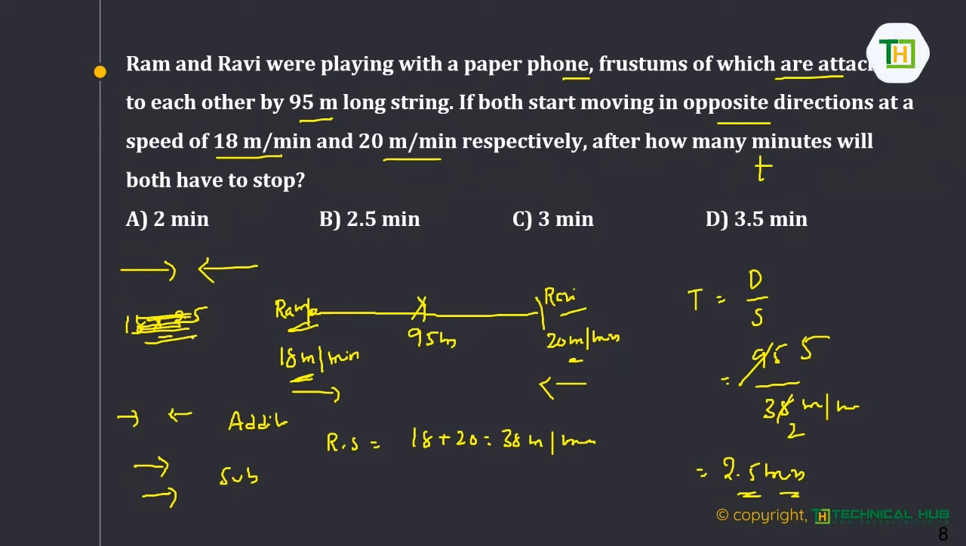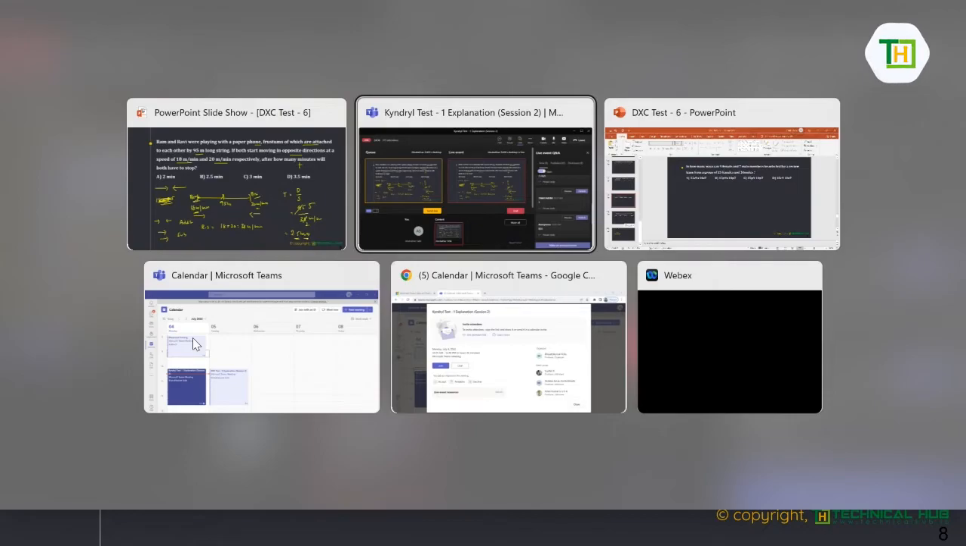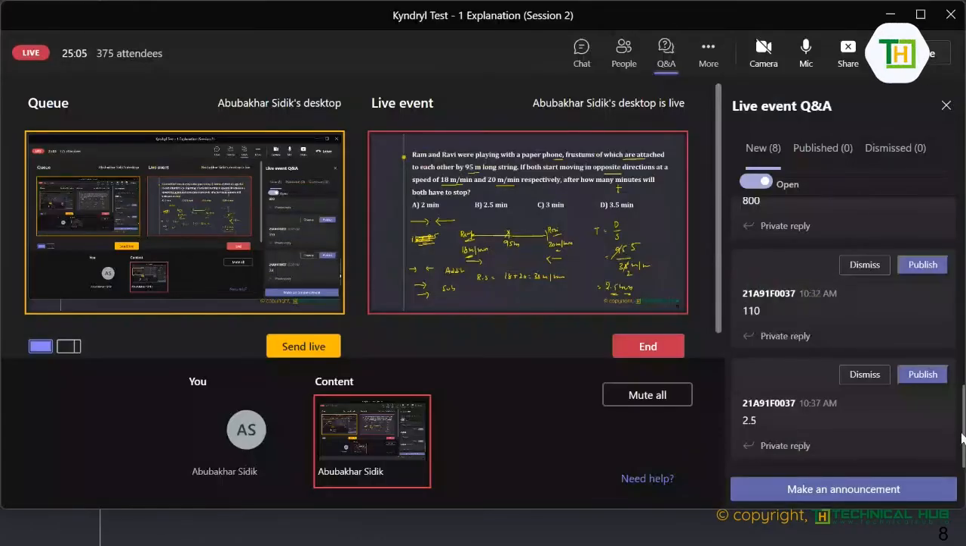So very good. And the previous question, I think 110 is given. So 110 is the wrong answer. So 112.5 is the correct answer.